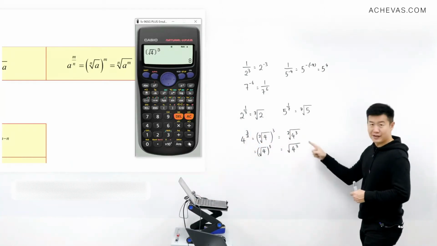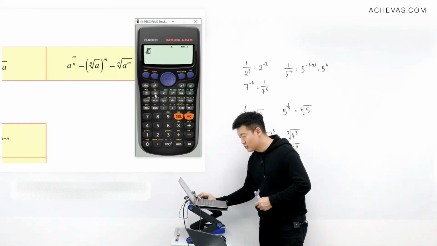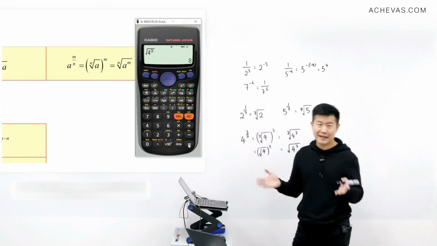Okay, let's try this: square root of 4 to the power of 3. Let's see whether it is also going to be equal to 8. So square root of 4 to the power of 3. Let's try this again.